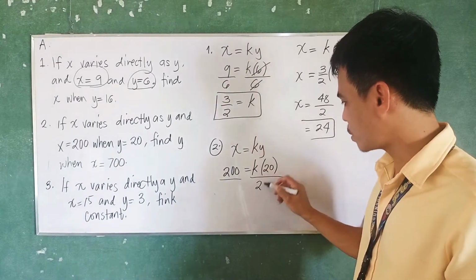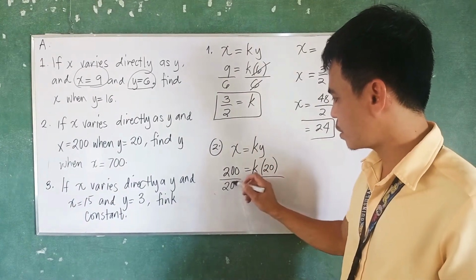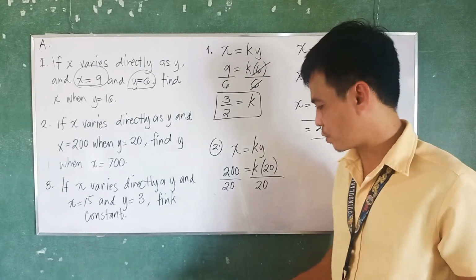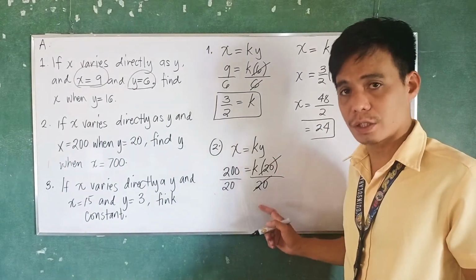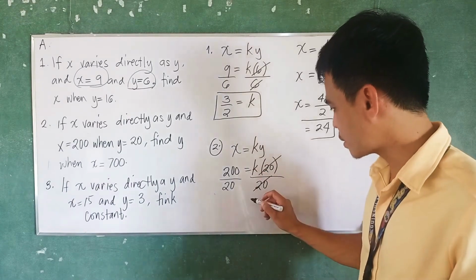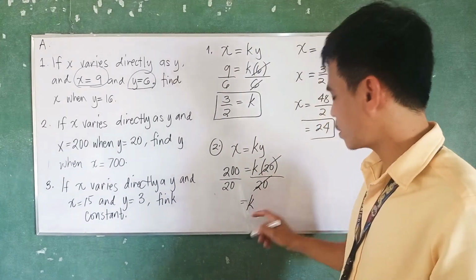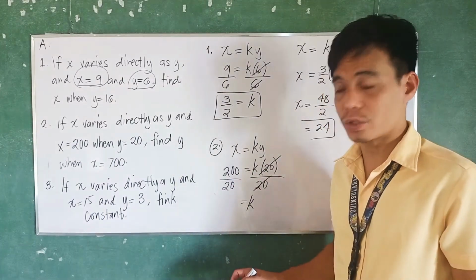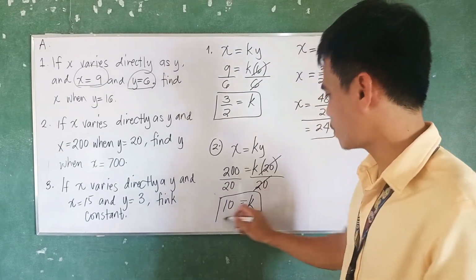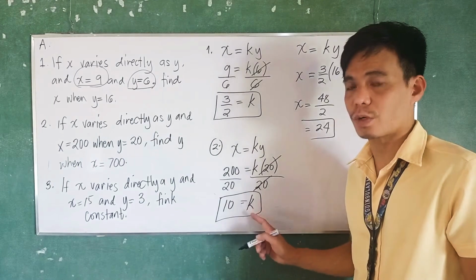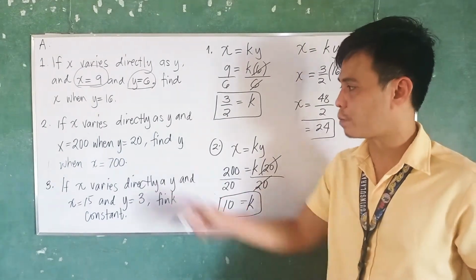So, this is 20. Divide both sides by 20. So, this will be cancelled out because 20 divided by 20 is 1. So, natitira dyan is k. And 200 divided by 20 is, very good, it is 10. Okay, so we can use this one later on as we solve for our problem.